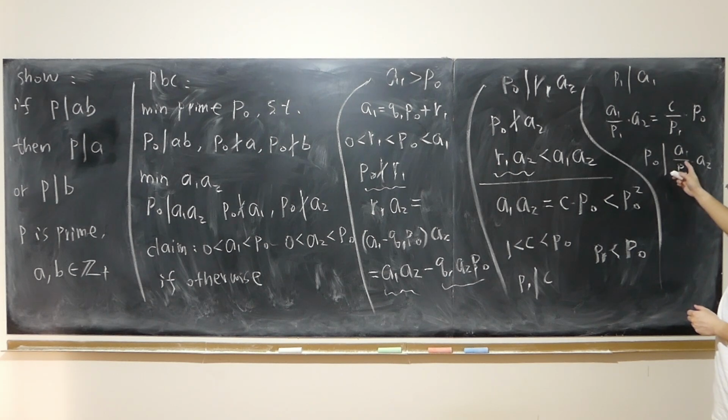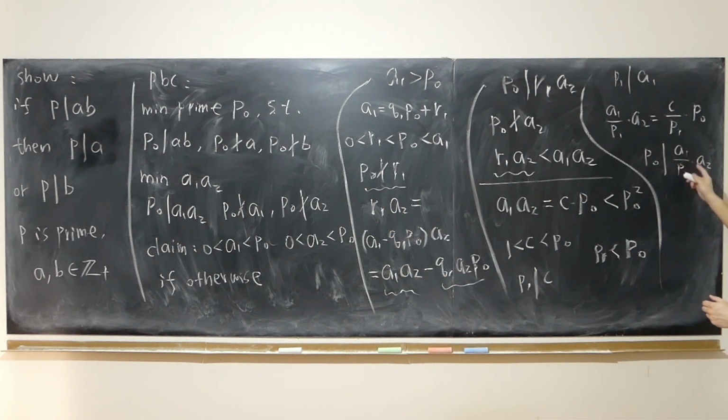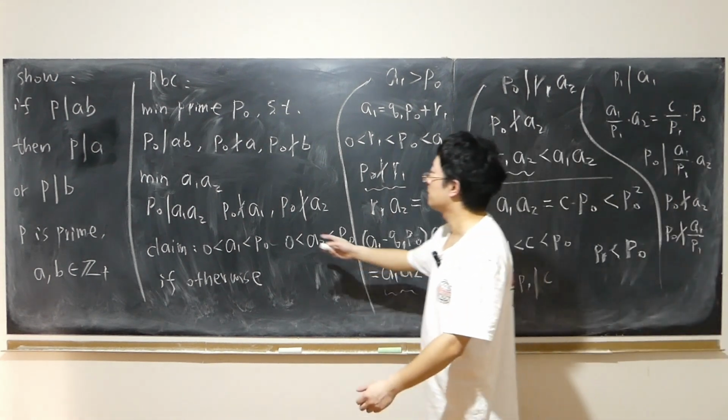So in this case, I found another pair. P0 divides their product, except in this case, P0 again does not divide A2. It also does not divide A1 over P1, because if it does, then that means P0 divides A1 also, which is impossible.